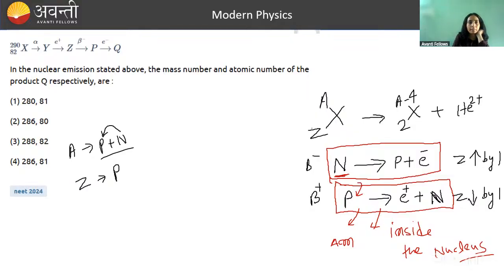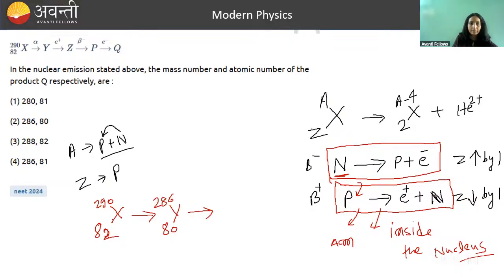अब यहाँ पे चलो डील करते हैं हम. X हमारे पास क्या था? X here is 82 to 90, right? So when alpha particle will get released, what will happen? Y क्या होगा? Y के पास atomic number will be Z and mass number will be 286. ठीक है? Now what is happening? Now beta decay is happening.